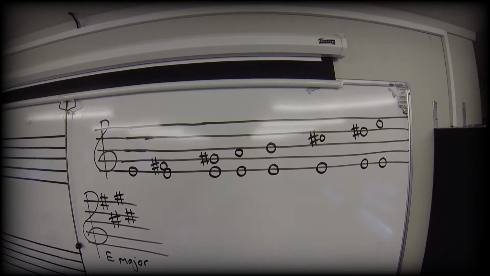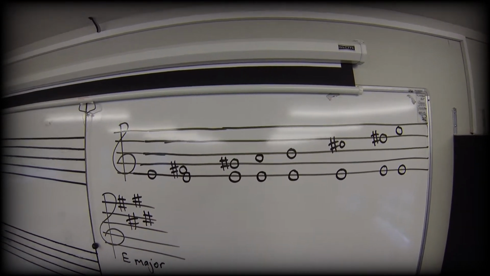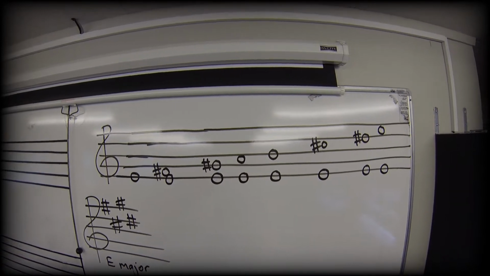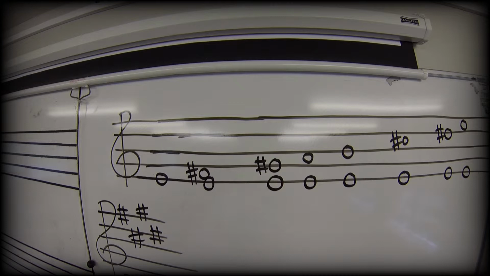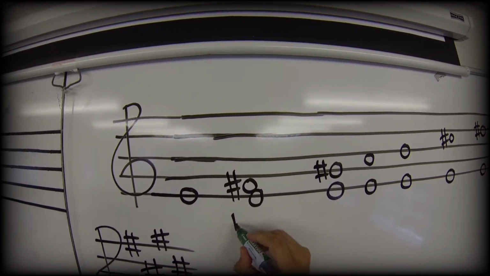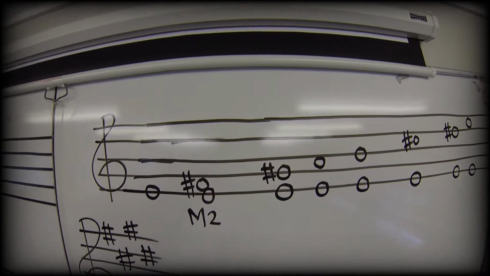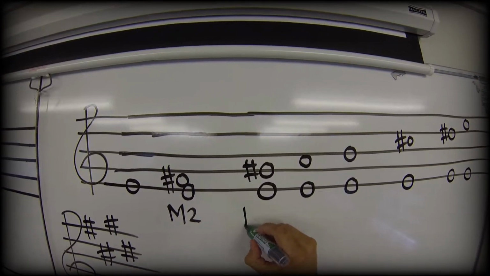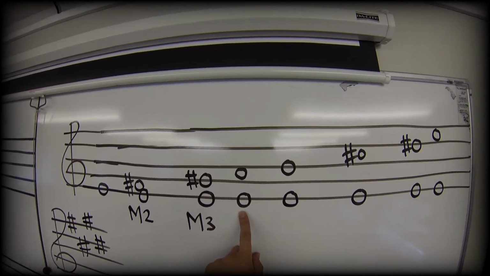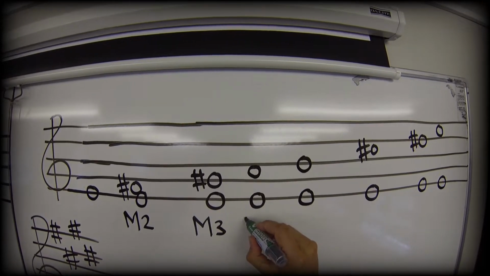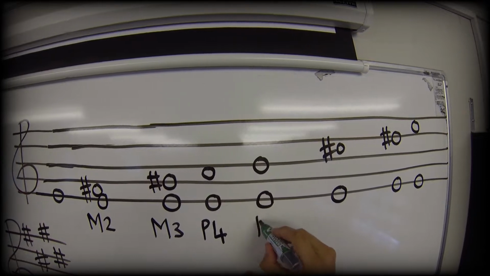Now, because I've obeyed the key signature, all the intervals that I've made are major or perfect. None of them are minor. Let's write them in. This one is a major second, so I'm going to use capital M and the number 2. This one's a major third, capital M, number 3. This one here is a perfect fourth, and that's a perfect fifth.